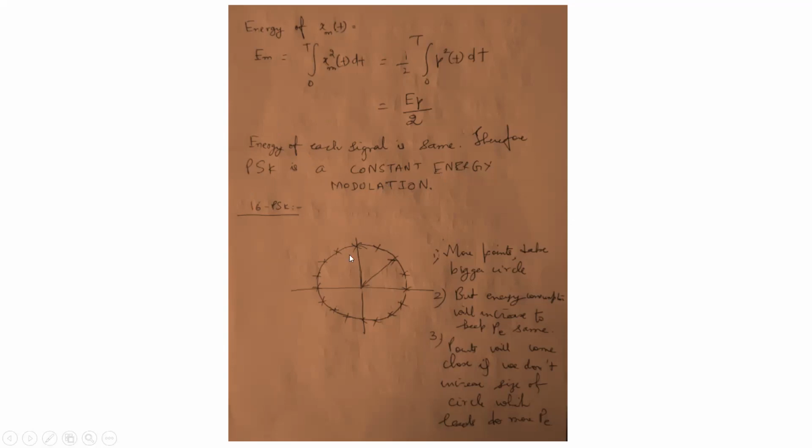Constant energy modulation means all the signal points will be at the same distance from the origin, because the distance of any signal point from the origin is the representation of how much energy is required. So since the energy is constant, all the points will find a locus as a circle. All the points will lie on the circle, whether it is BPSK, QPSK, 8PSK, 16PSK, etc.